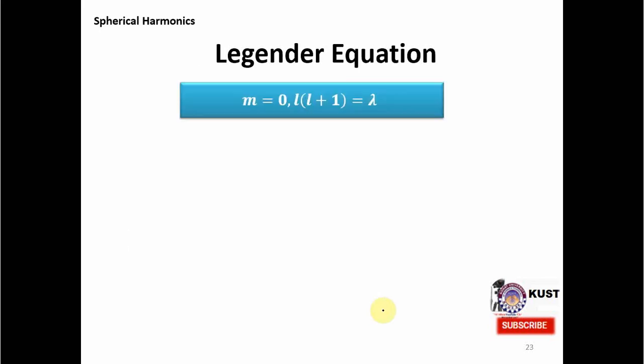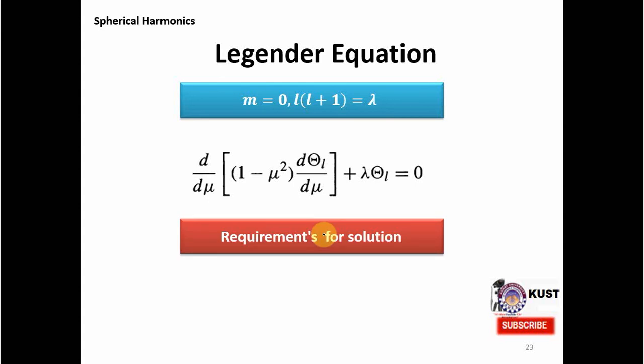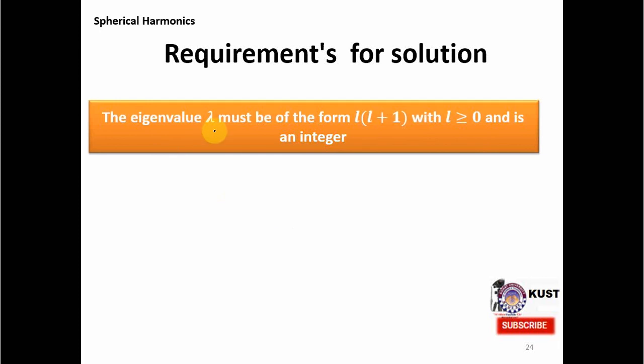And then, if we set m equal to 0 and L(L+1) equal to λ, what we get is this equation, a simplified version of the Legendre equation, which you have seen on the previous slide. It is simplified in this case because we have put m equal to 0 and L(L+1) equal to λ, and now it is easy to solve. The requirement for solving this is that the eigenvalue λ must be of the form L(L+1), with L greater than or equal to 0 and an integer.